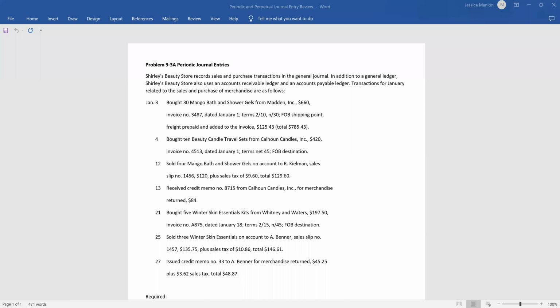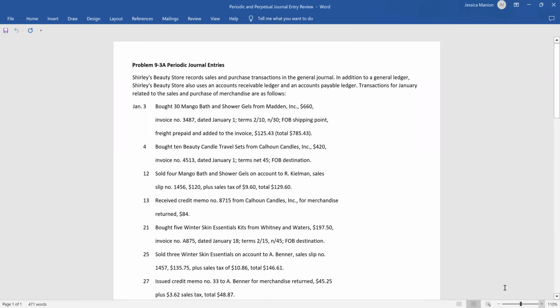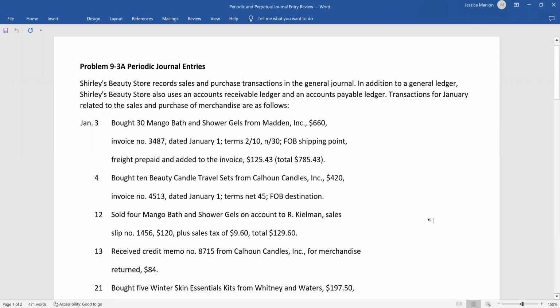All right, and I'll try to blow this up as much as possible for us. Okay, so this was problem 9.3a. Hopefully this looks familiar to you. It is one that we worked on in class together. I think we might have done 9.3b, but nonetheless, same type of problem. It says, Shirley's Beauty Store records sales and purchase transactions in the general journal. In addition to a general ledger, Shirley's Beauty Store also uses an accounts receivable ledger and accounts payable ledger. That's fine. Transactions for January related to sales and purchase of merchandise are as follows.